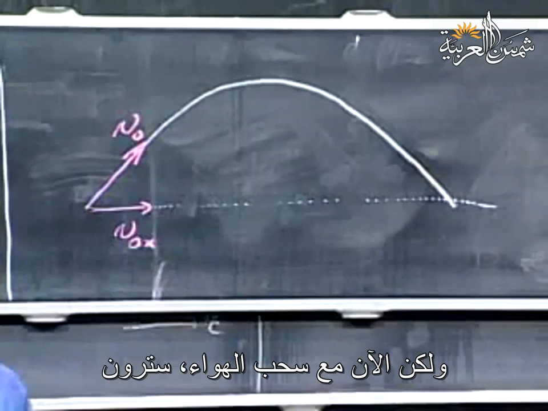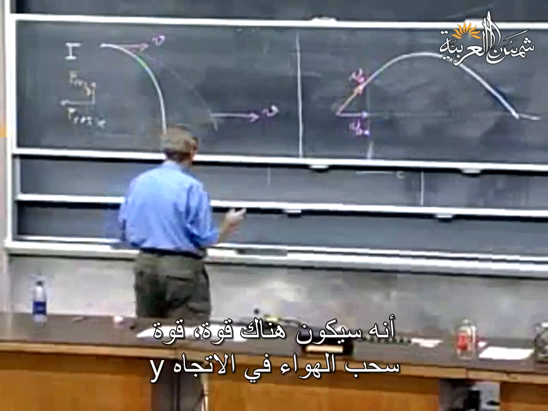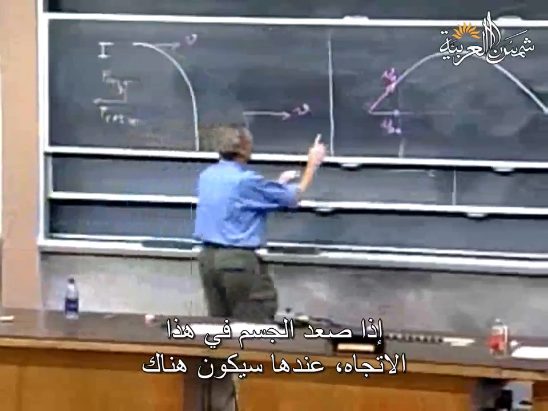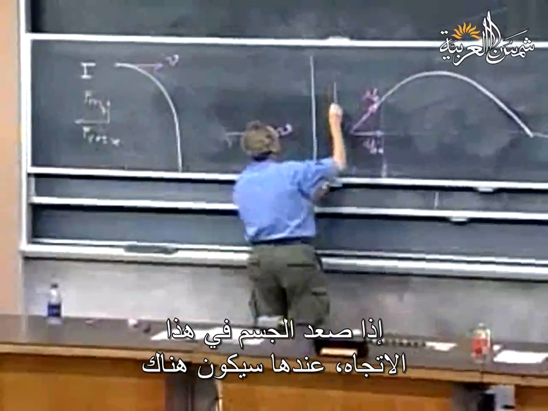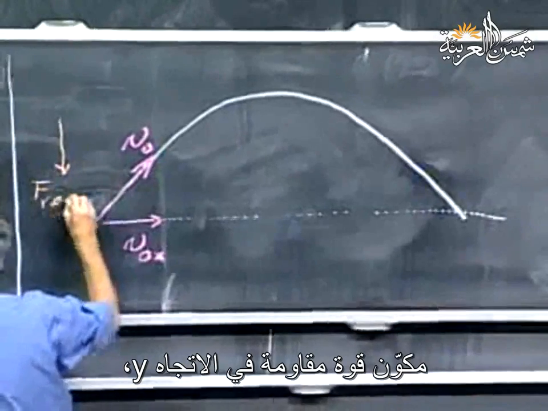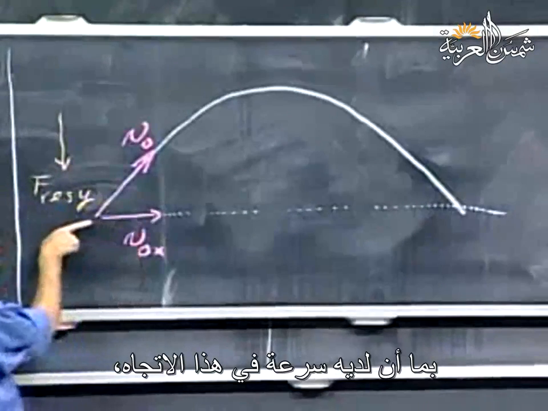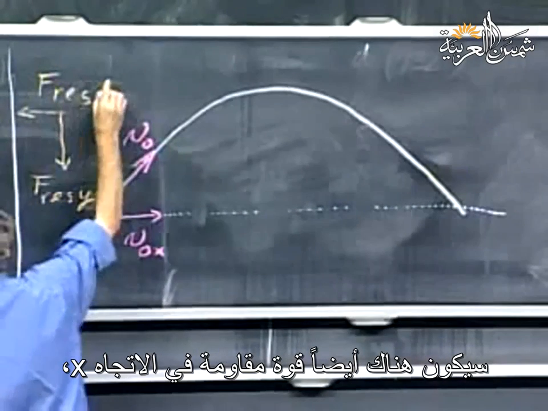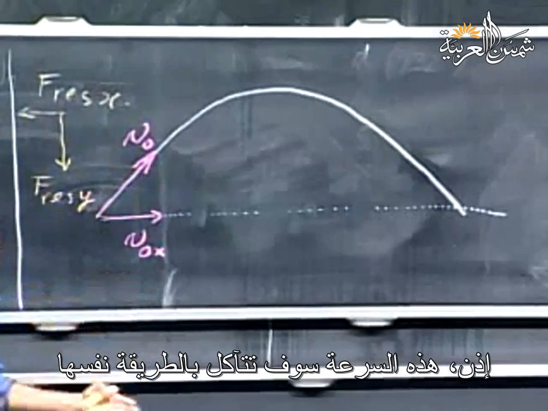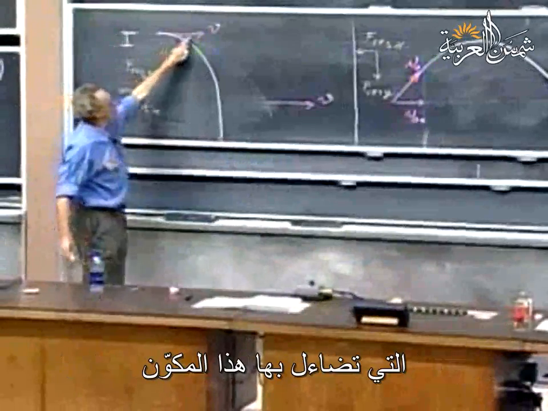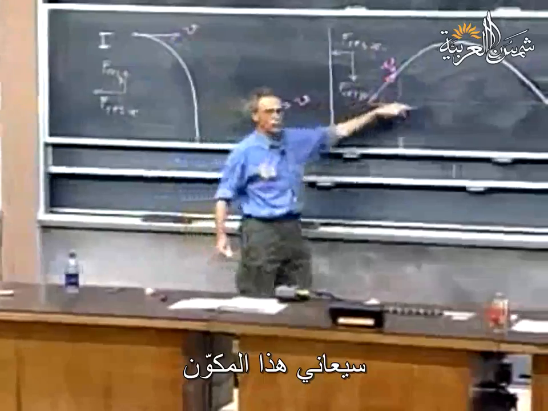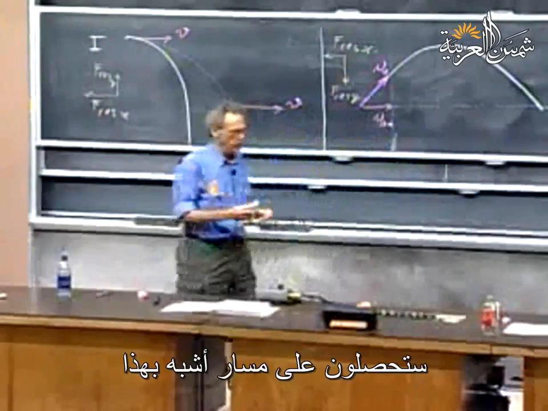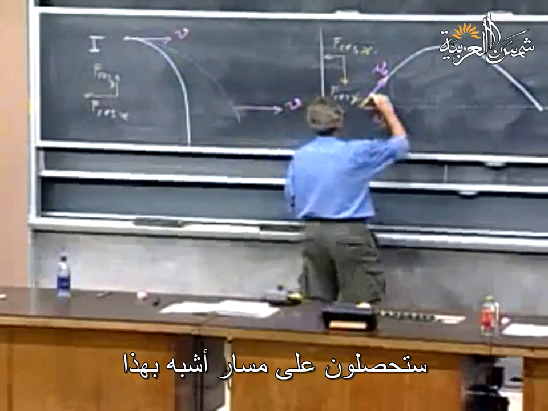But now, with air drag, you're going to see that there's going to be an air drag force in the y direction. If the object goes up in this direction, then there will be a resistive force component in the y direction, and since it has a speed in this direction, there will also be a resistive force in the x direction. So this speed is going to be eaten up in the same way that this component was going to be eaten up. This component is going to suffer. It will not stay constant throughout. And as a result of that, you're going to get a trajectory that looks more like this.